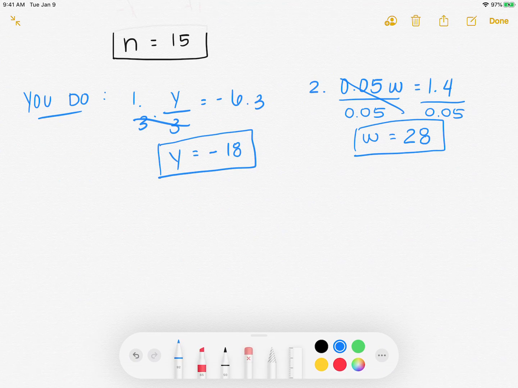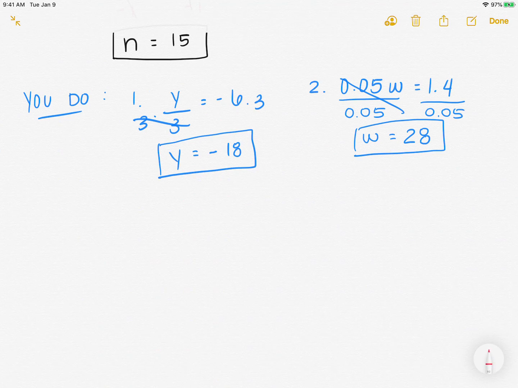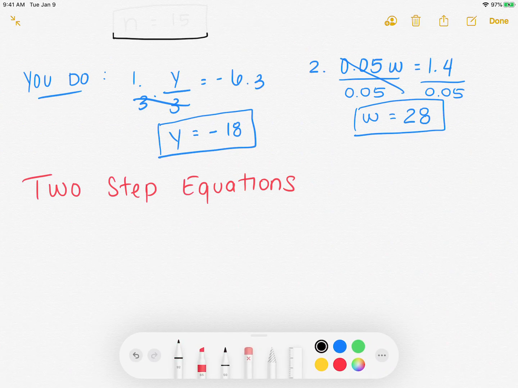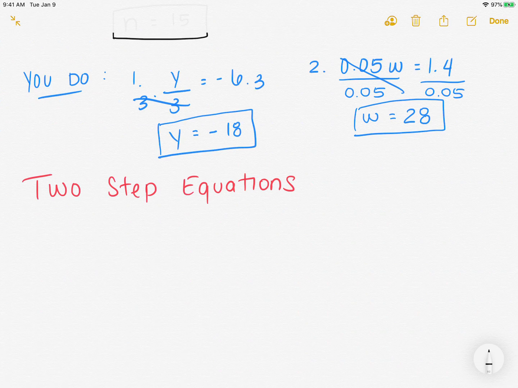All right, so since you are so easily crushing this, what if I mix it together? Easy. If I mix it together and give you a two-step equation, so now we're going to have to either add and subtract or multiply and divide. We're going to have to do both things in order to get to the end. So for example, 3x plus 1 equals 10.